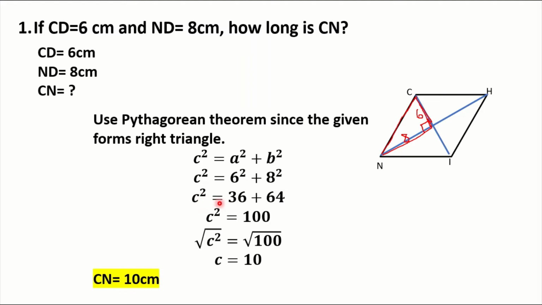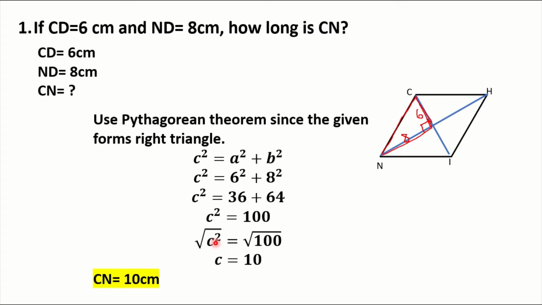So, c squared is equal to 36 plus 64. Paano naging 36? 6 times 6, 36. 8 times 8, 64. So, c squared is equal to 100. Since meron pa tayong exponent na 2 dito, we have to extract them.